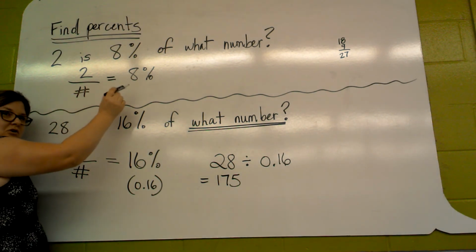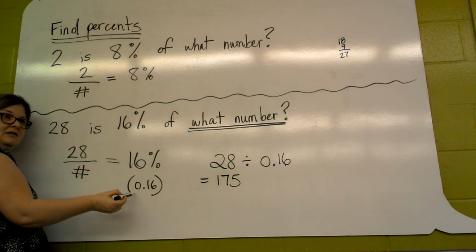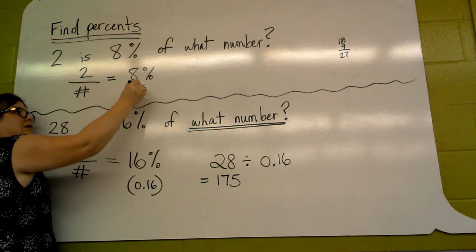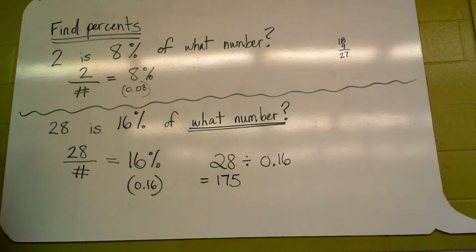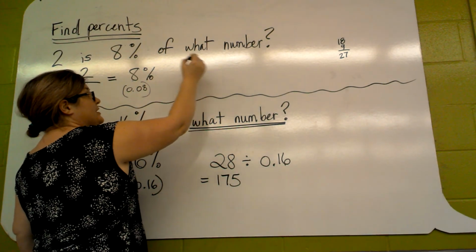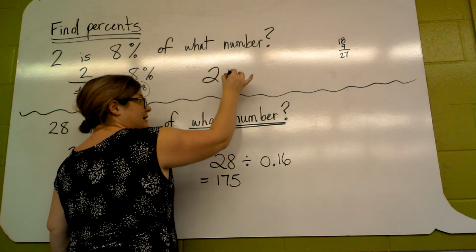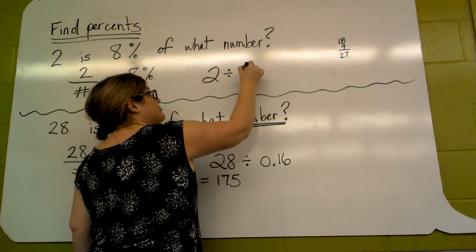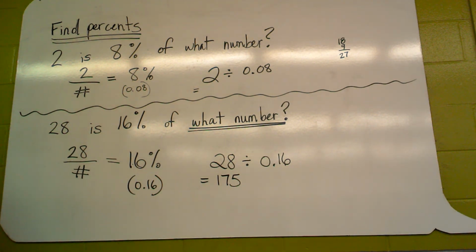Now here's the trick. Don't go too fast. Remember it's 16% was decimal 0.16? What's 8% then? 0.08. It matters. Okay? What am I going to do? Take the numerator, which is what? 2, and divide by the decimal percentage. Divide by 0.08. What do you get? 25.